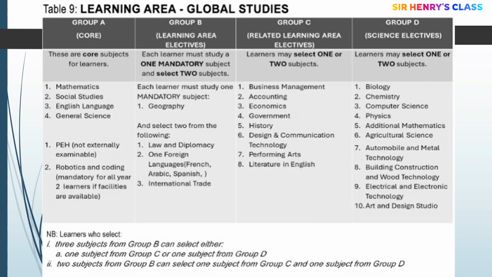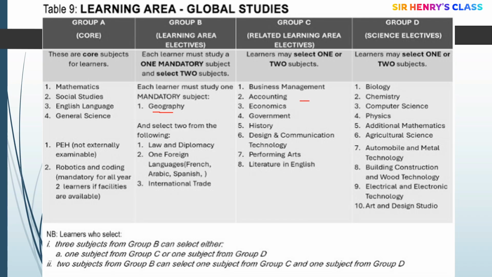So geography is there. Then any of this, that is, you choose 2 from this. That is law and diplomacy, 1 foreign language, and then international trade. I told you it is more of international relations. And you can do group C 1 or 2, group D 1 or 2. If you are doing 3 subjects from B, then you can do 1 from C or 1 from D. So 3 subjects from group B, mandatory plus 2, then you are doing 1 maybe accounting or 1 maybe chemistry.